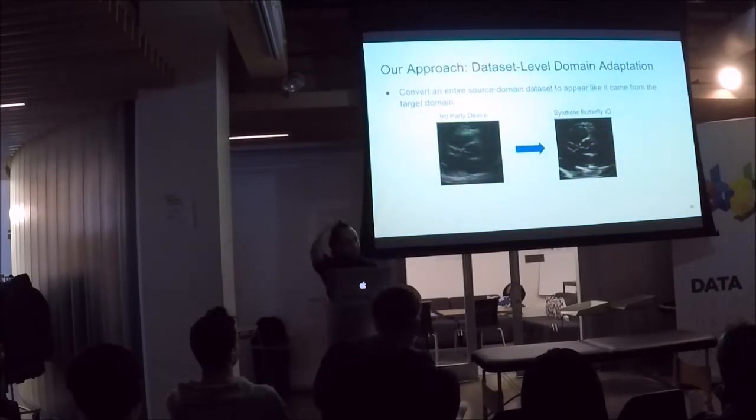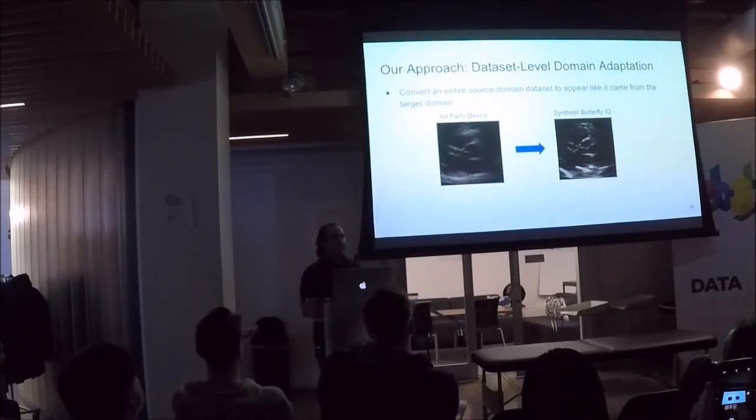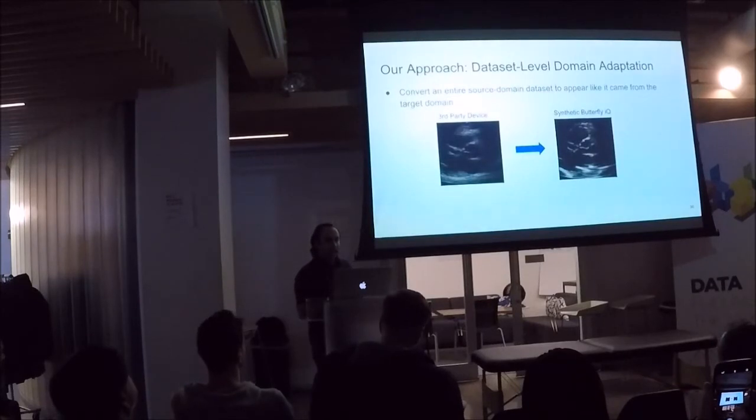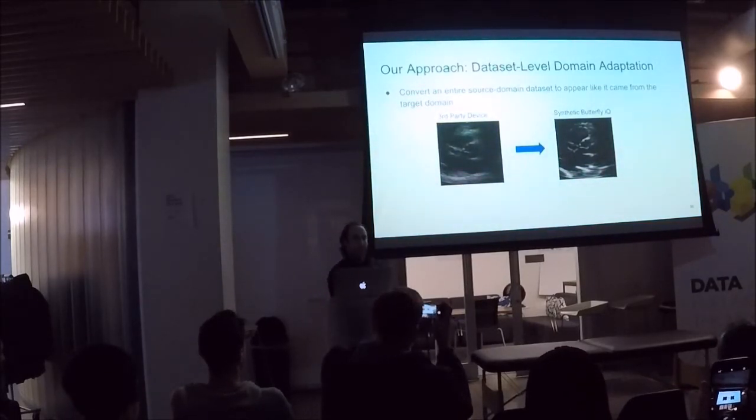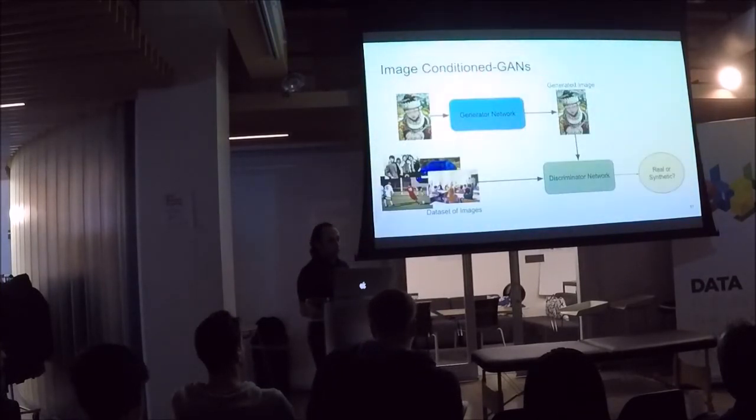So what we want to do is take a third-party device, a bunch of images that came from, let's say, a GE device, and take that entire data set of images and change them at the pixel level to make them appear as if they came from a butterfly device. The tool that we're going to use to do that is a generative adversarial network.